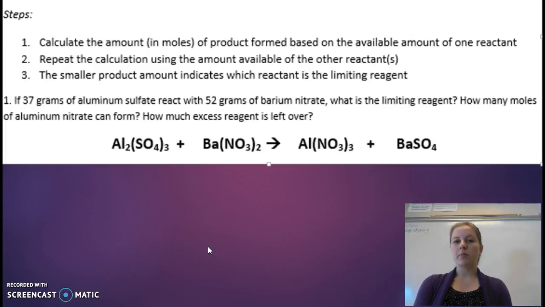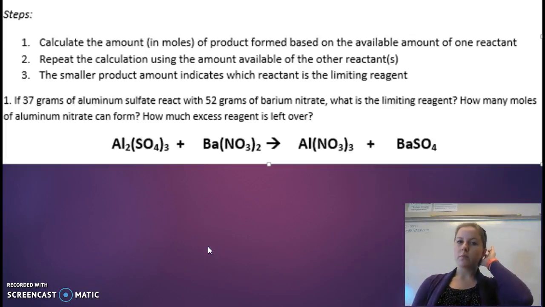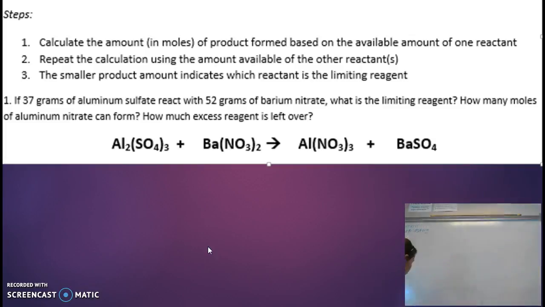So this first example problem here, we're going to try to work through this one together, see if we can figure this out. So we know that we have 37 grams of aluminum sulfate reacting with barium nitrate. We want to know the limiting reagent. Alright, so first thing we need to do with all of these is we need to balance the reaction. So right now the reaction is not balanced. We know that because we've got 2 aluminums on the left, 1 on the right, and you've got 3 sulfates on the left and 1 on the right. Okay, so we're going to have to add some numbers here. So essentially the reaction is going to end up looking like this when you balance it.